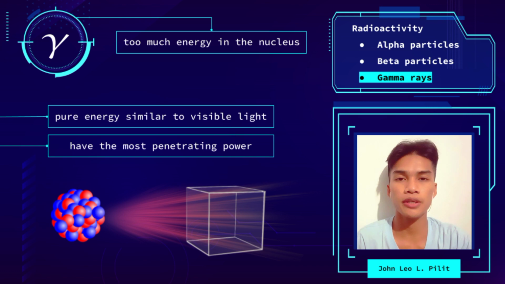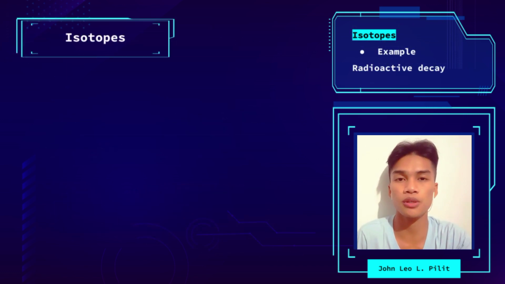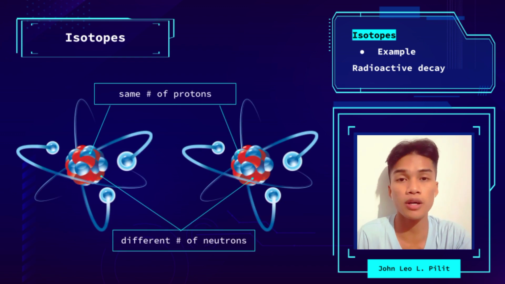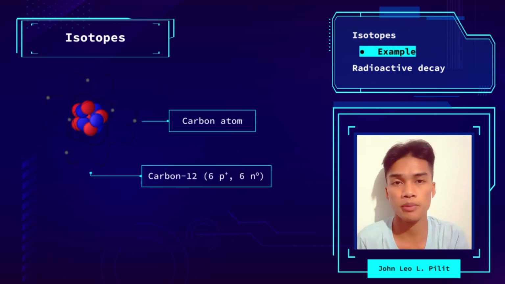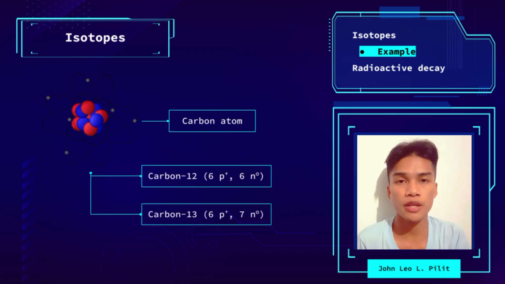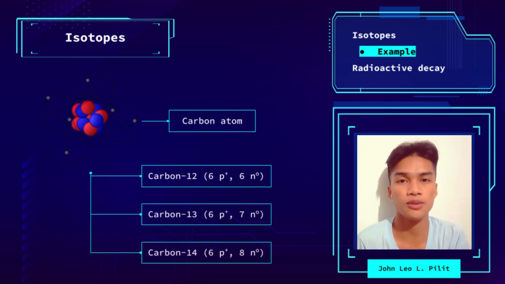As we have mentioned earlier, radioactivity is one of the 2 reasons why isotopes are formed. Isotopes are simply atoms with the same number of protons but a different number of neutrons and can either form artificially or spontaneously through the radioactive decay of a nucleus, that is, the emission of energy in the form of particles, as we discussed a while ago. An example of this is carbon with 3 known isotopes: carbon-12 with 6 protons and 6 neutrons, carbon-13 with 6 protons and 7 neutrons, and carbon-14 with 6 protons and 8 neutrons.